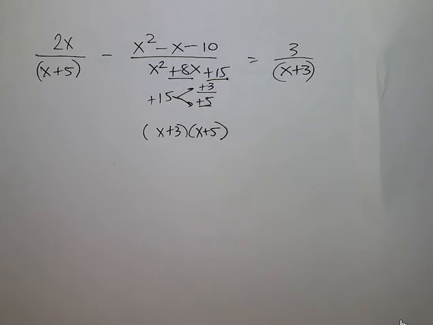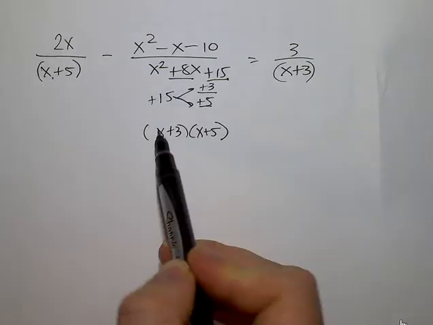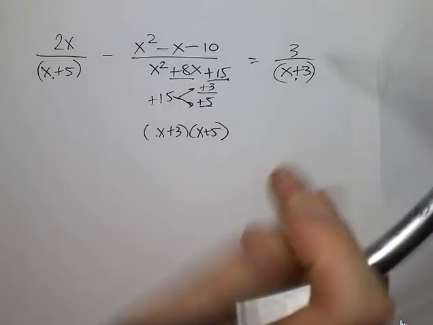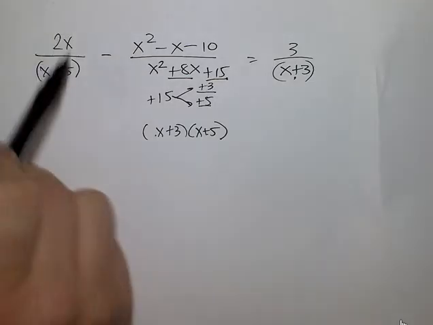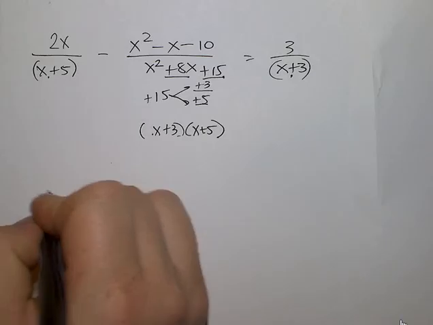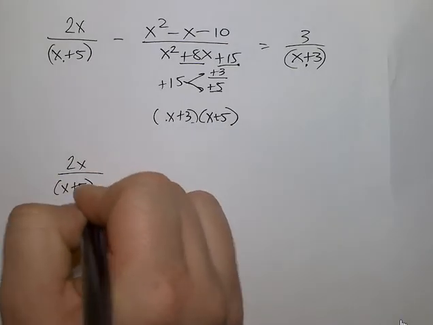When I look for a good common denominator, we have x plus 5, x plus 3, x plus 5, and x plus 3. So a good common denominator is going to contain both of them. That means the left fraction needs an x plus 3 attached to it. So I'm going to write it down here. Attach an x plus 3.